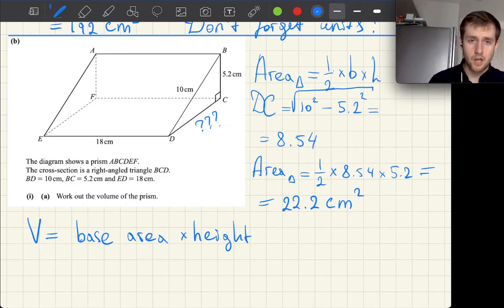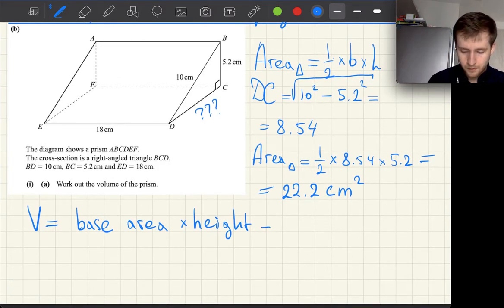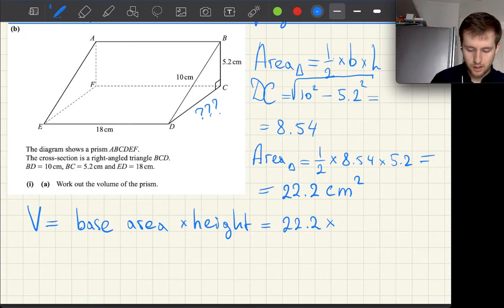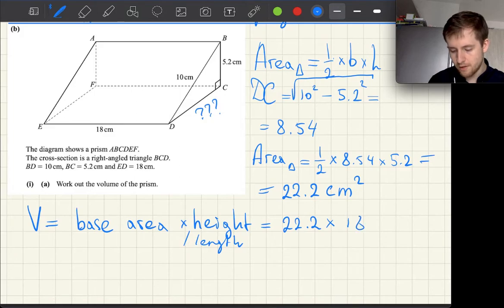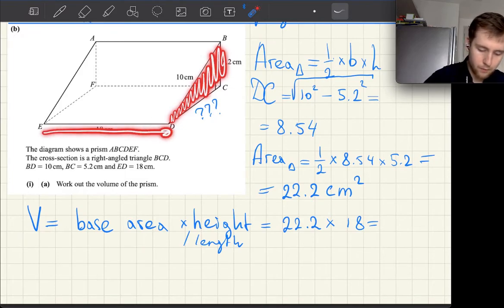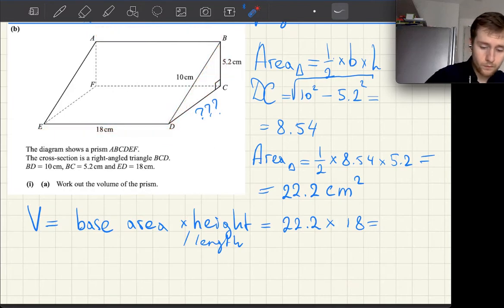Okay, and finally base area times height. In this case, we know that the base area is 22.2 and the height is this thing, height or we could say the length. So 22.2 times 18. Again, this is our base area, the area of the cross-section, times the length of this prism, all right? Which actually makes perfect sense.